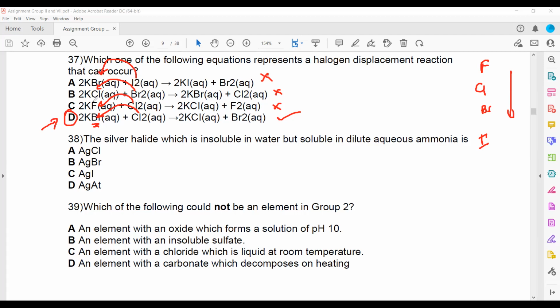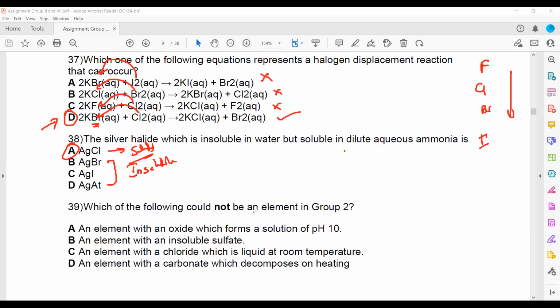Then we have silver halides, which are insoluble in water but soluble in dilute aqueous ammonia. So which one dissolves in dilute aqueous ammonia? This one, because in dilute, all are insoluble. So which one is soluble in both dilute and concentrated? So A will be the right answer.